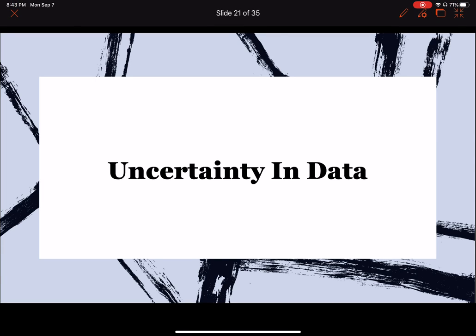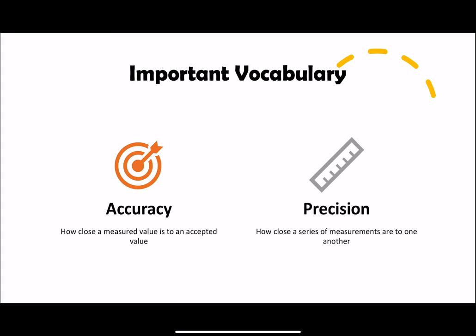Hi everyone, so this is our lecture overview on uncertainty in data. So important vocabulary for you. This is something that is used a lot in data collection. Doesn't have to be chemistry, but just data collection in general. We have accuracy and precision.